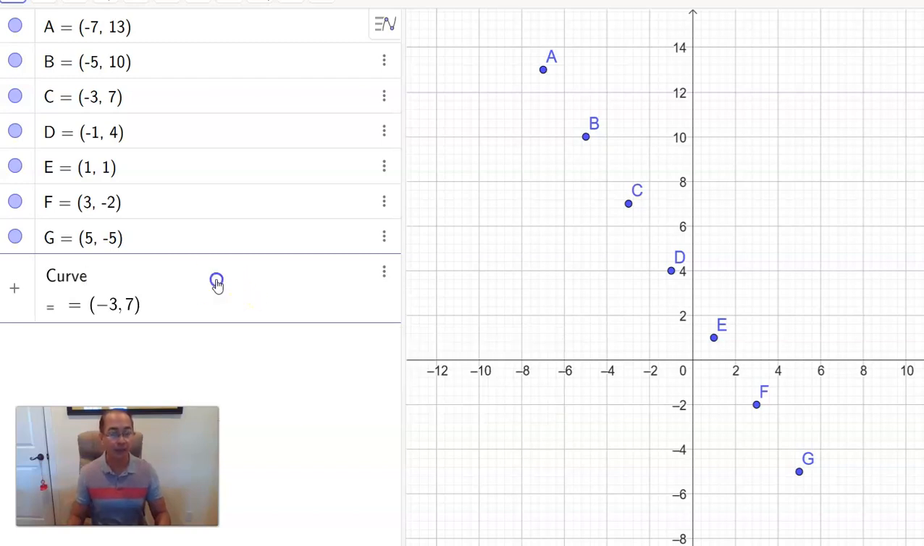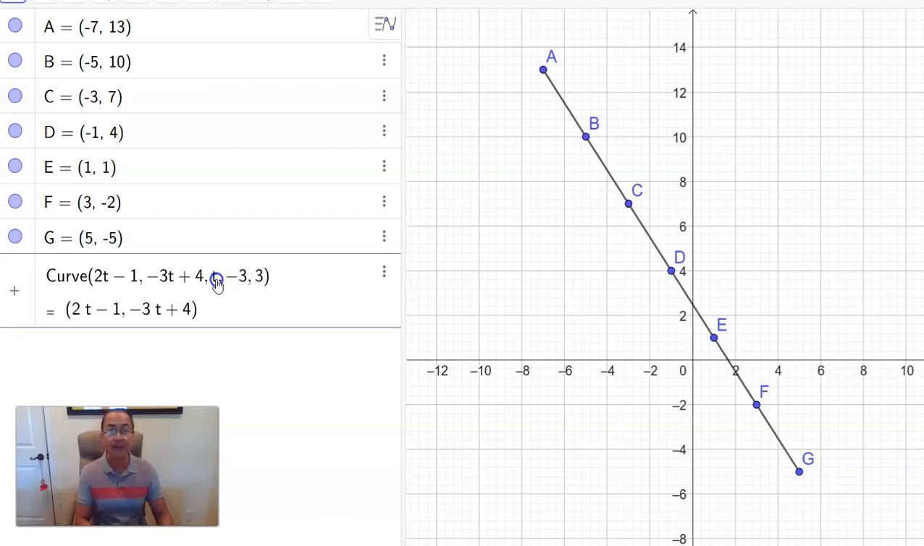Okay, so here's how we will enter the curve. The x-coordinate was 2t minus 1, and the y-coordinate was minus 3t, what was it? 9, and I believe it's plus 4. We'll find out in a minute if my memory is correct. t will go from minus 3 to plus 3, right? So let's just see how that goes. Yes, I was correct. So there is our curve.